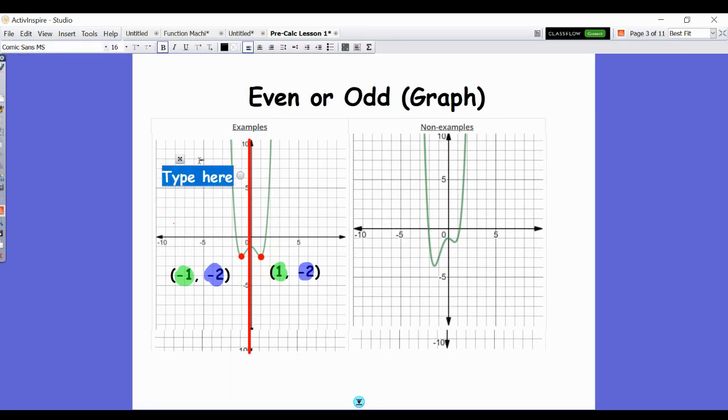In an even function, you will have the y values are the same and your x values are opposites.